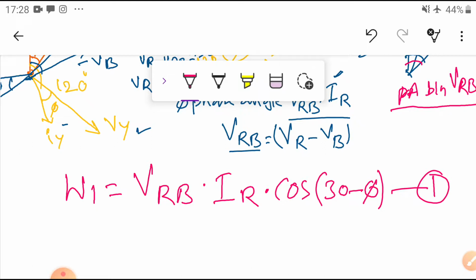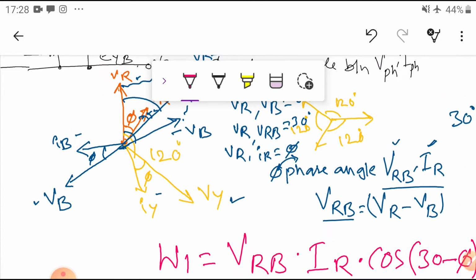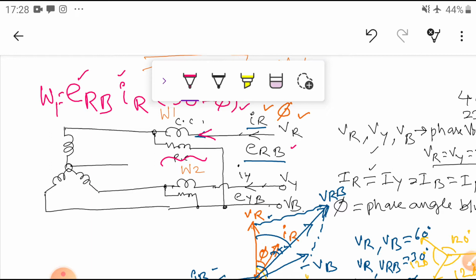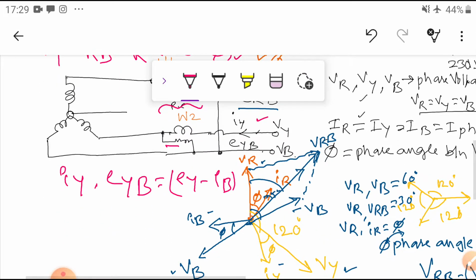Similarly, you find W2. So what is the value of W2? W2 is connected here. The current is IY, and what is the pressure coil voltage? I can write IY, comma, the voltage EYB, which is EY minus EB. That is the phasor voltage between these two. Then I want to know the phase angle between this and this.